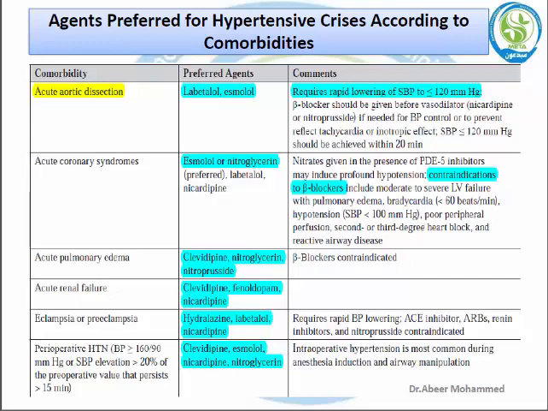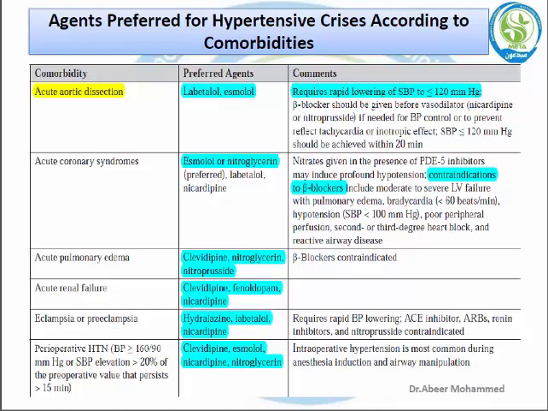For example, if the patient has a hypertensive emergency and has acute aortic dissection, we can prefer labetalol or beta blockers. In such cases, as we said, in aortic dissection, eclampsia and pheochromocytoma, rapid lowering of systolic blood pressure to less than 120 is required. If the patient has acute coronary syndrome, he will benefit from nitroglycerin and beta blocker, as we discussed in the acute coronary syndrome part.